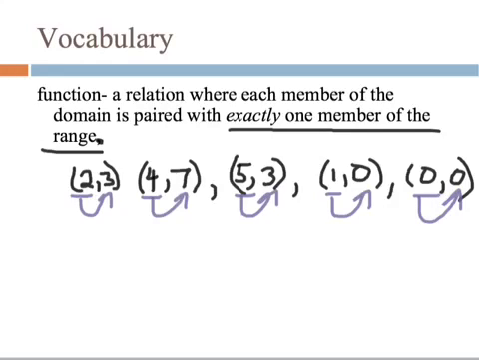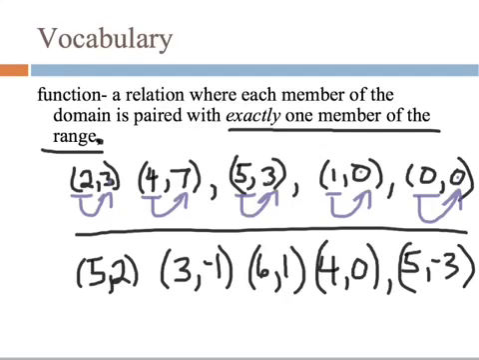It's okay that the members of the range have been repeated, like 0 and 0, for instance, or 3 and 3, but the domain members cannot be repeated. A domain member cannot be joined with more than one range member. Let's look at a different example.